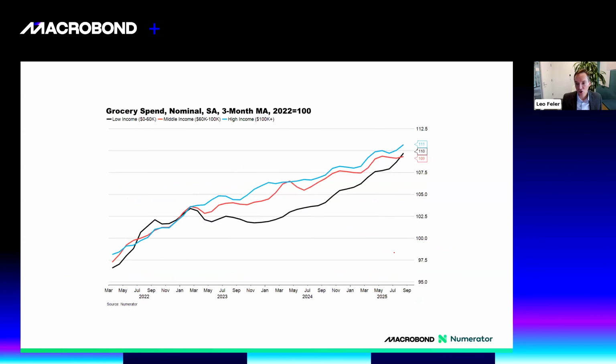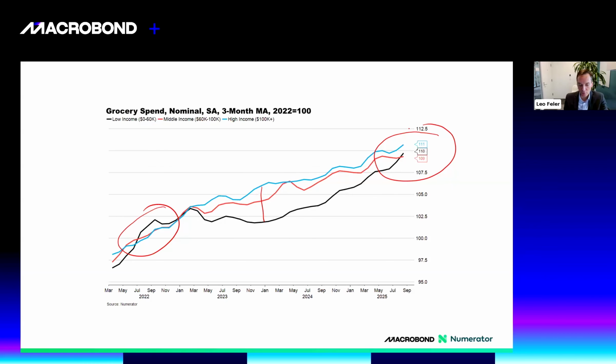Now, let's look just at grocery spend. If we look just at grocery spend, that's not where the inequality is, right? Everyone's buying groceries, and you can basically see that grocery spend, indexed to 2022 is equal to 100. There was maybe a little bit more inequality right here in 2023 and 2024, but overall, between low, middle, and high income consumers, there isn't that much inequality in grocery spend.